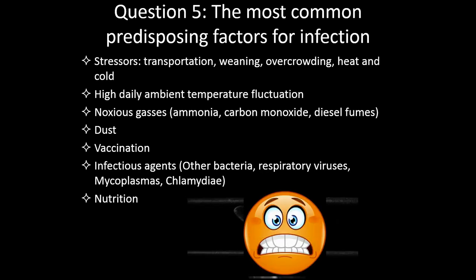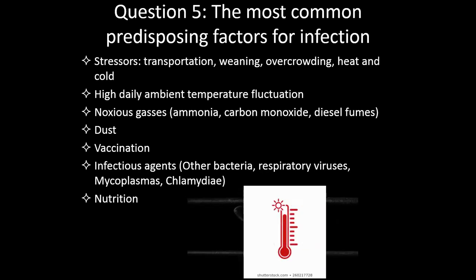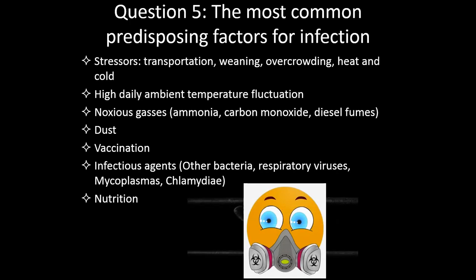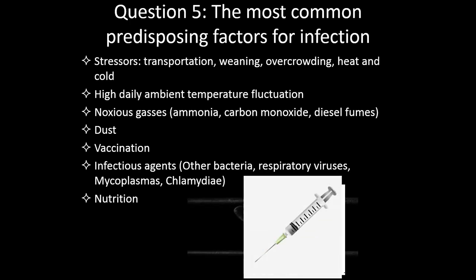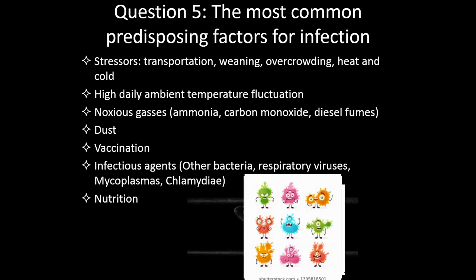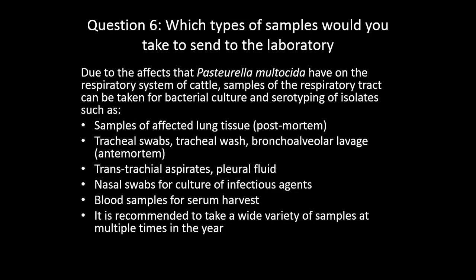We already named a few of the common predisposing factors for infection, but here is a recap. The factors include stressors, high daily ambient temperature fluctuation, noxious gases, dust, vaccinations, infectious agents, and lastly, poor nutrition.